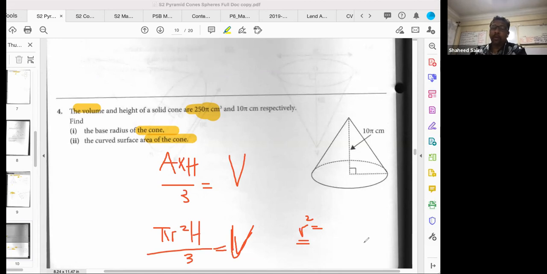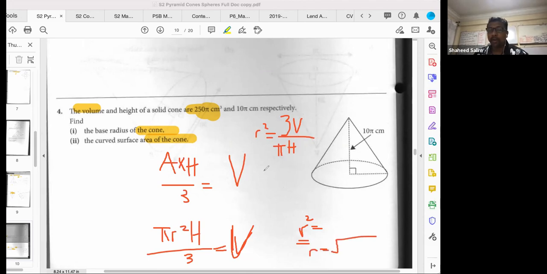Check whether your multiplication is correct. Did you get this or not? You push this up, you get 3V. And then h you push down, you get h down here. Pi also you push down, you get r squared. So once you find the value of r squared, you must square root to find r.